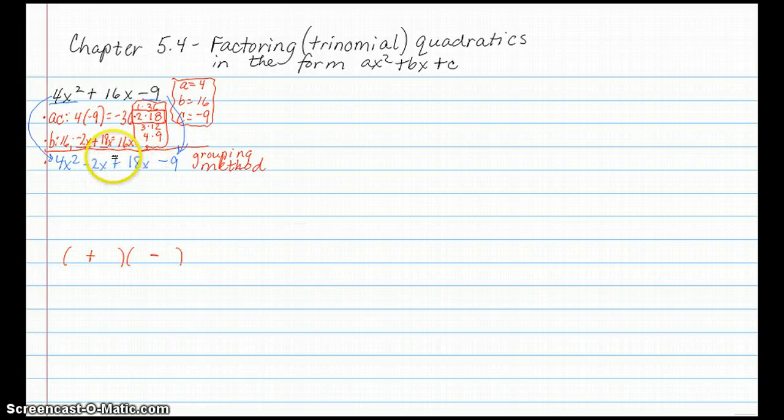Now you want this to always be a plus sign right here. So if it's negative 18x, then you would have to go plus a negative 18x. You group using parentheses. So we group 4x squared together with 2x, and we group 18x together with minus 9. You always want a plus sign in the middle here. That's very, very important. Now we're going to go to the distributive property.